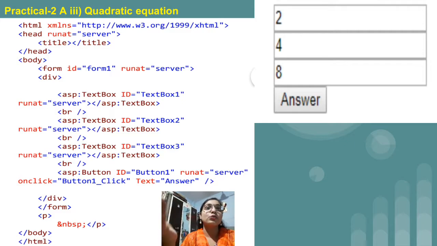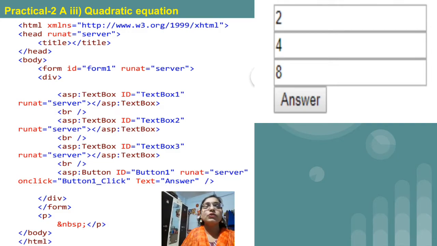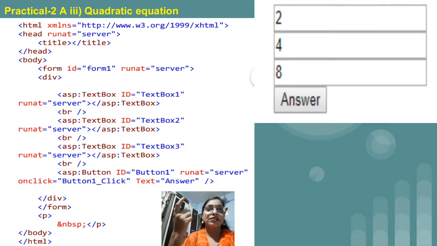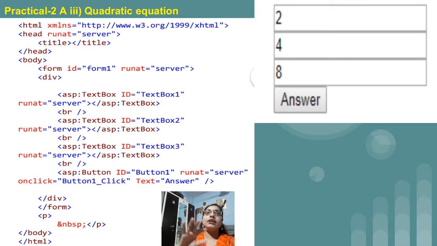The practical number 2A3. For this quadratic equation, as we all know, it is ax square plus bx plus c equal to 0, like that we had equations. That equation is nothing but the quadratic equation. In this, as I told you, it is ax square plus bx plus c. So a, b, c are the 3 values on the basis of which the actual calculation will take place.